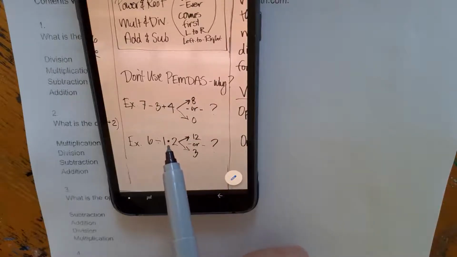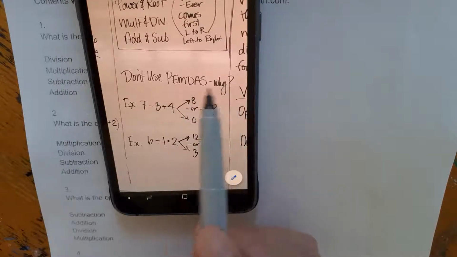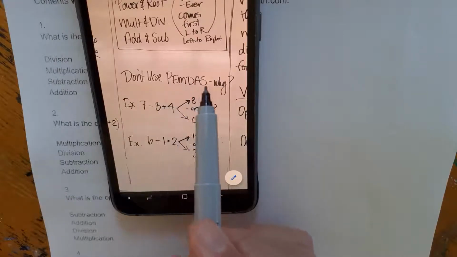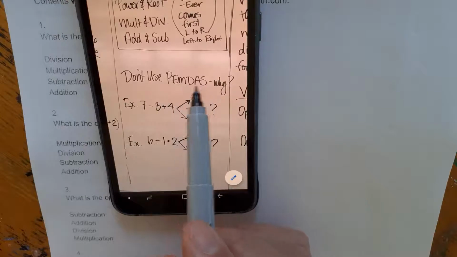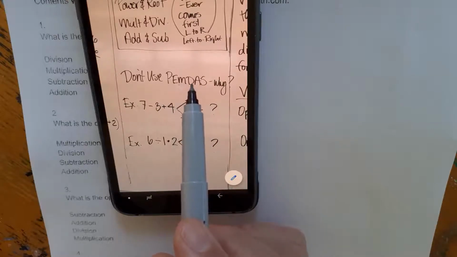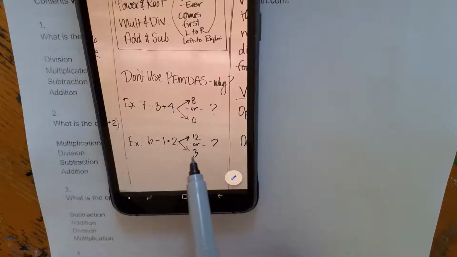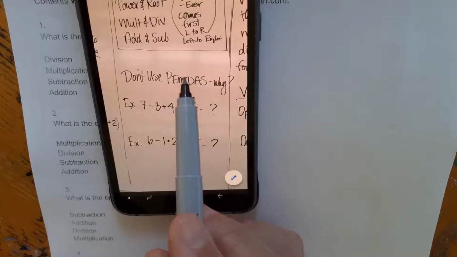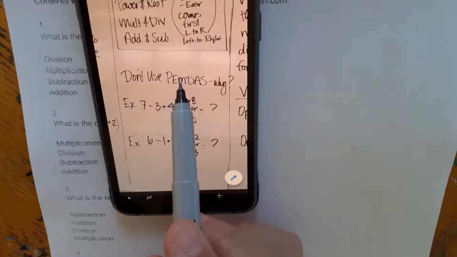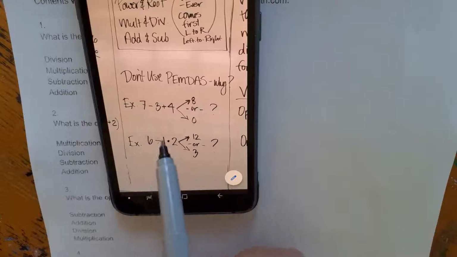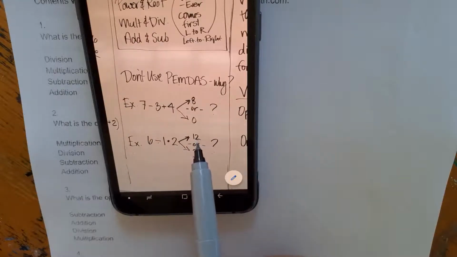6 divided by 1 times 2. What does PEMDAS say? It says multiplication first, then division, right? I'm reading it right here, you guys. I just go from left to right across the thing, and it says multiplication first, then division. So if I multiply first, I do 1 times 2 is 2, and 6 divided by 2 is 3. The only problem is that's wrong, because your teacher taught you if it's equal and opposite operations, you do whichever comes first, left to right. Well, division comes first in this case. So 6 divided by 1 is 6, times 2 is 12. 12 is the correct answer.